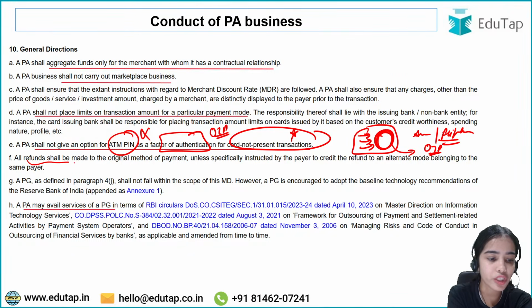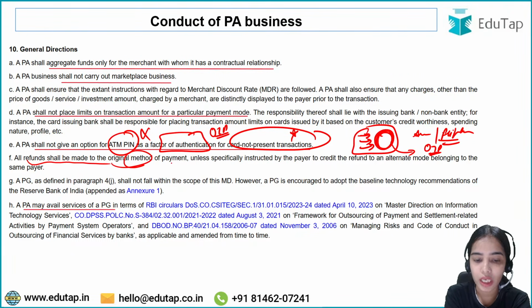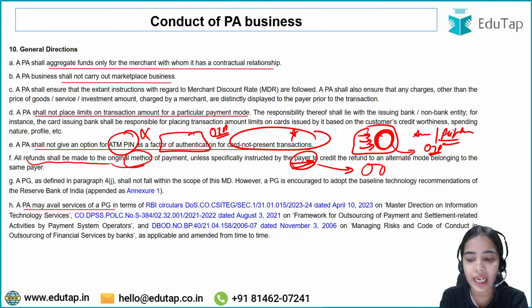All refunds shall be made to the original method unless instructed by the payer. If the customer wants, then only the refund can happen to other methods, through the wallets and such. Otherwise the refund should only happen in the original method. So refund shall be made to the original method unless instructed by the customer.